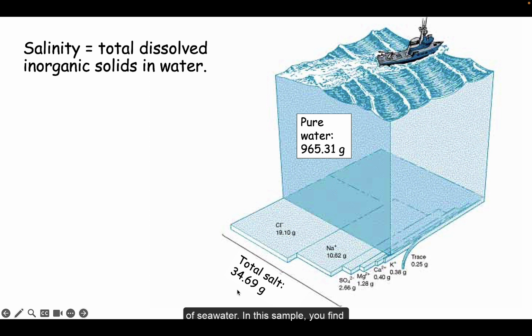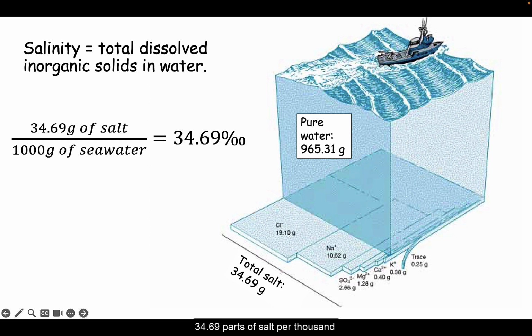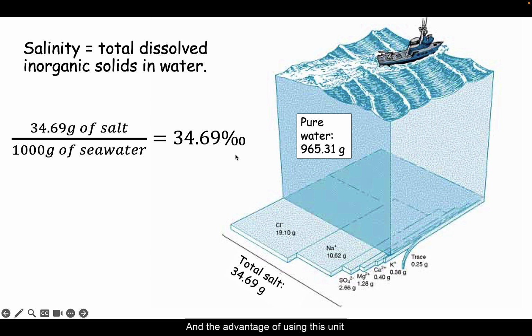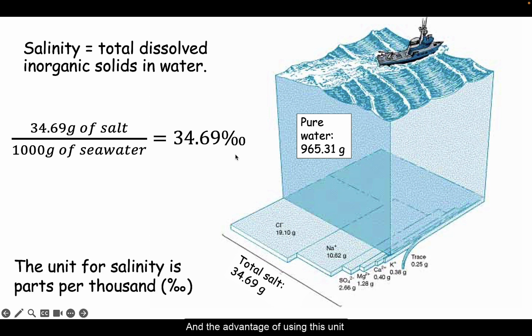In this sample, you find 34.69 grams of salt and 965.31 grams of pure water. The salinity of this sample would be measured as 34.69 parts of salt per 1,000 grams of seawater, or simply 34.69 parts per 1,000. We use parts per 1,000 to measure salinity, and the advantage of using this unit is to avoid using decimals.